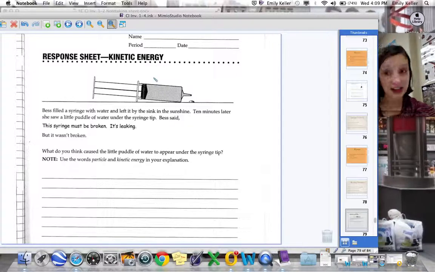I'm hoping and guessing that we said that it was expansion. Okay? Expansion, and then why? Well, there was an increase in kinetic energy. Those particles are moving around faster. They need more space. So there was an increase in kinetic energy there.